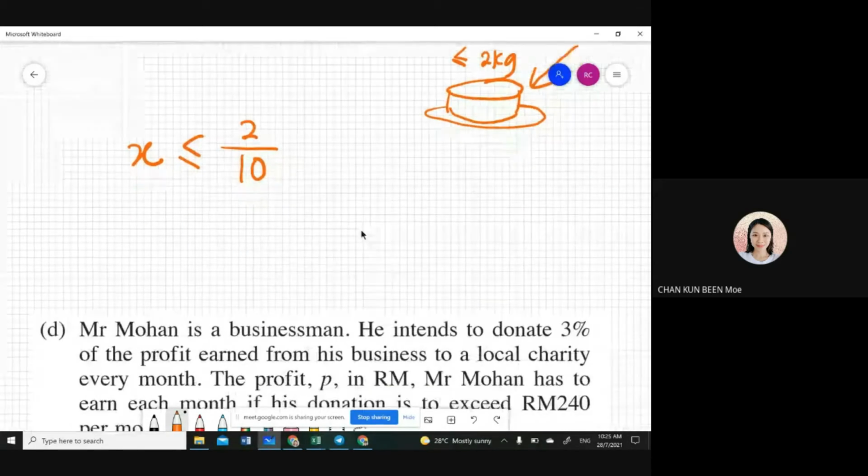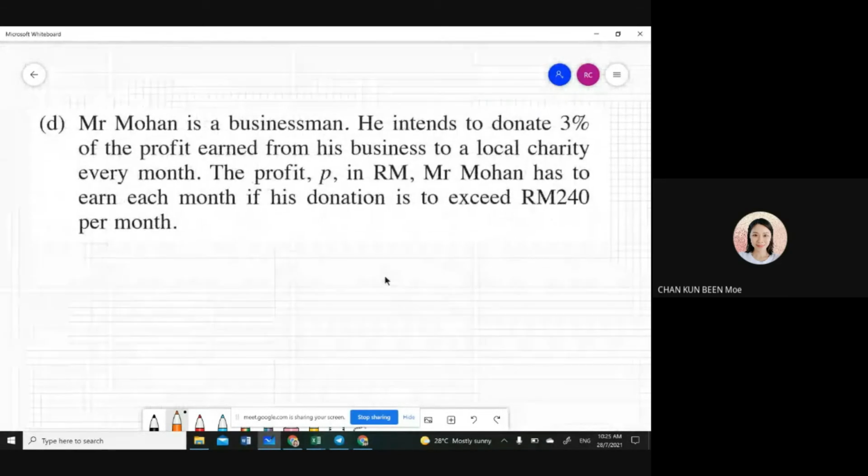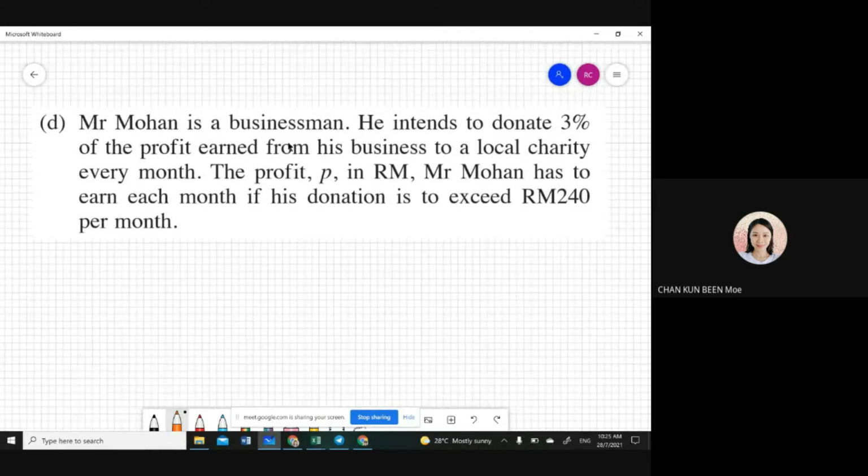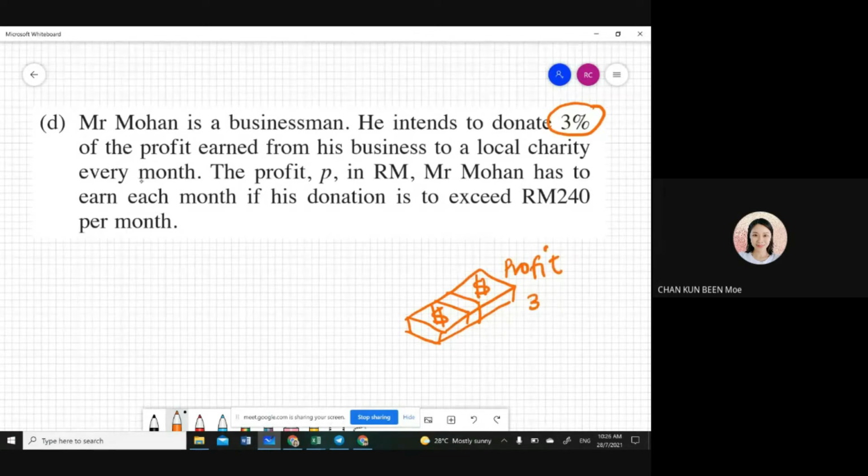Now we look at question C. Mr. Mohan is a businessman. He intends to donate 3% of the profit earned from his business to a local charity every month. This is a very long question here. So he intends to donate 3% of the profit. So profit meaning that he earned money. Okay, I draw the money here. Assume this is the money, a stack of money of his profit. Okay, so this is his profit. He intends to donate 3% of it.